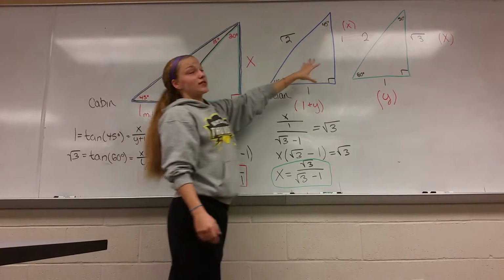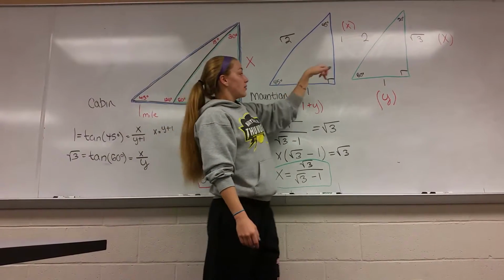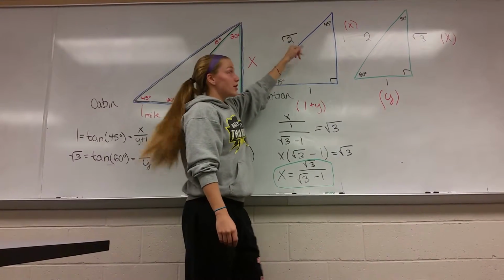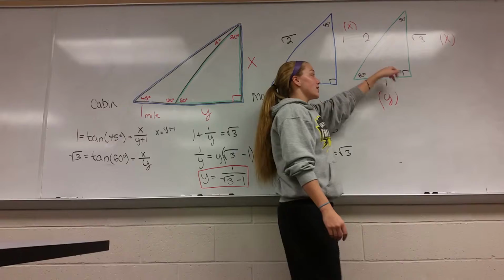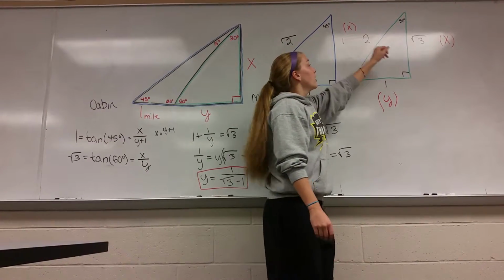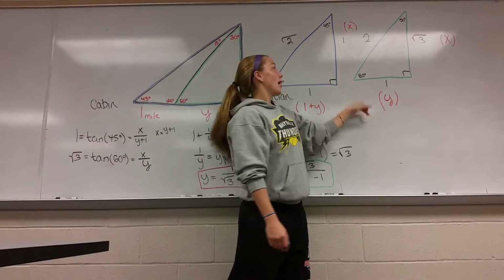So if we pull out the two separate triangles and solve them, we know that for the 45, 45, 90, both sides are 1, and the hypotenuse is the square root of 2. And for the 30, 60, 90, we know that the sides are 1, square root of 3, and the hypotenuse is 2. So we know that this is 1 plus y, and this one's y, and this is x, and that's x.